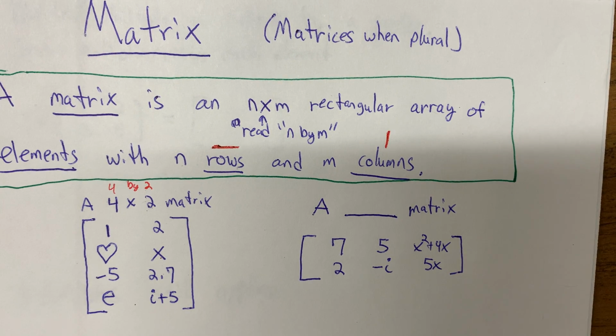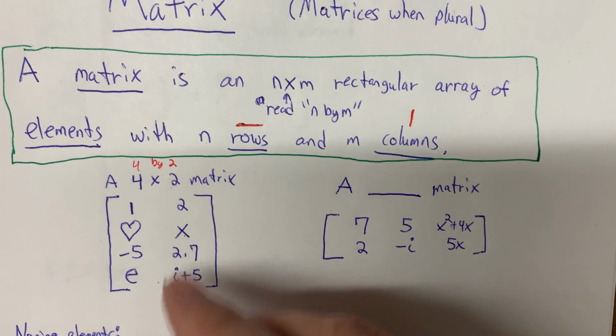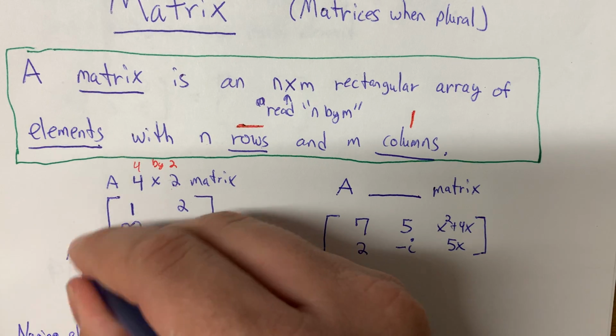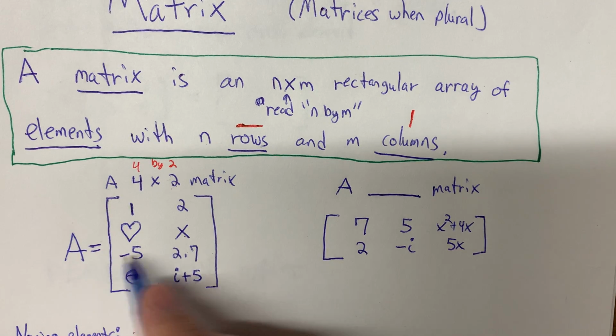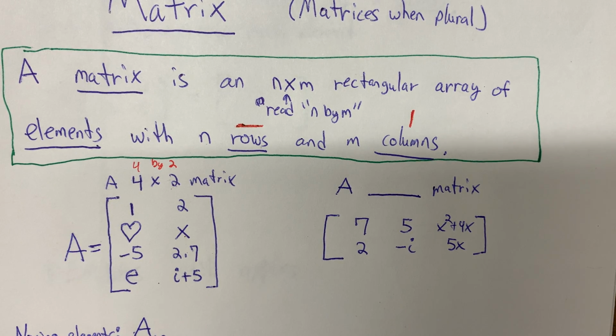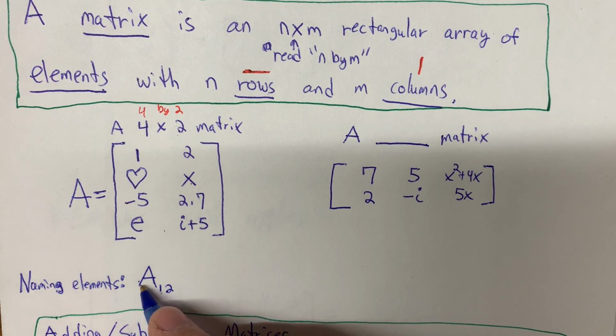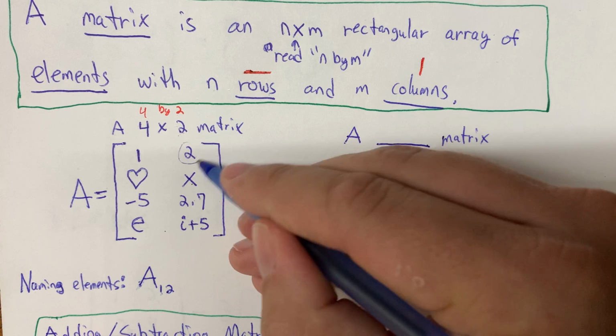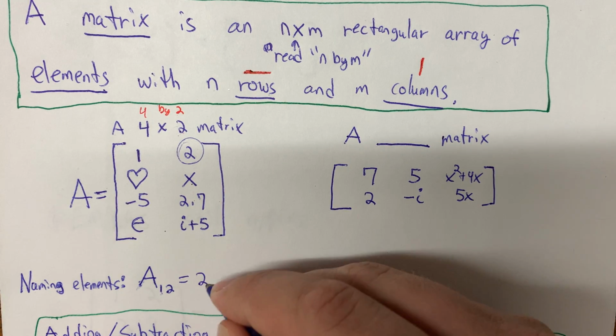The way we name the elements is we say the row and then the column. A lot of times we'll use the letter A for a matrix. We'll say this is A. Then we say what row and column it is. The first number is the row. We'll say A, that tells us it's matrix A, and the row it is and the column it is. So this says it's in row 1 and column 2. So this is A12, it's 2.